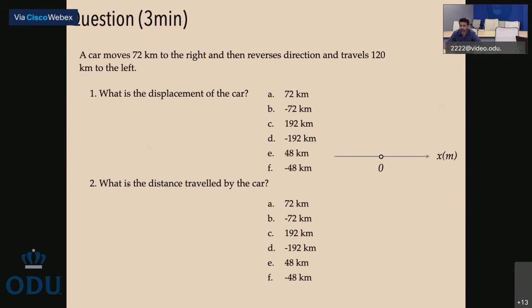Okay, good. Two, what is the distance traveled by the car? Okay, so this is different, right? The first was asking about the displacement, this is asking about distance. So for distance, you have the same options, right? So the question is, what is the total distance covered in this case? Okay, so I'll give you a second. I think the delay is too long, and then I would just answer the question for you.